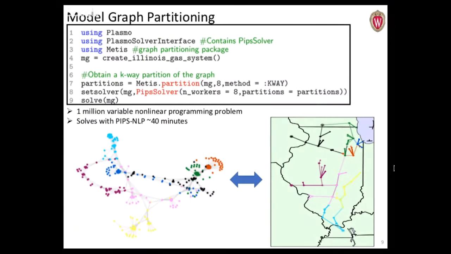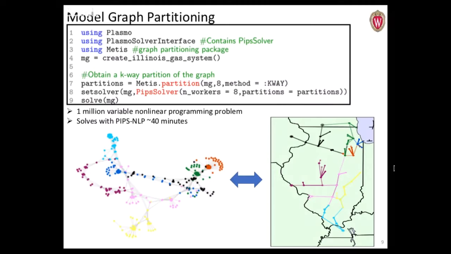So we really wanted to make modeling and applying a decomposition algorithm as straightforward as possible. So in this case, we would say we're going to use Plasmo. We have the solver interface, which has the PIPS solver, or Plasmo's interface to the PIPS solver. So we'd create the Illinois gas system here again, and in this case, we can use Metis, which is a very traditional graph partitioning package. And then we can actually use Metis to partition the model graph and say I want to get 8 partitions. We'll say Metis, give me a k-way partition of 8 partitions, and then using this little PIPS solver object, we'll pass those partitions into PIPS and say, okay, PIPS, you have these 8 partitions to work with, and then the algorithm can do its parallel implementation.